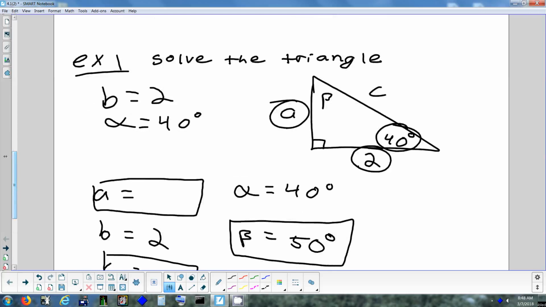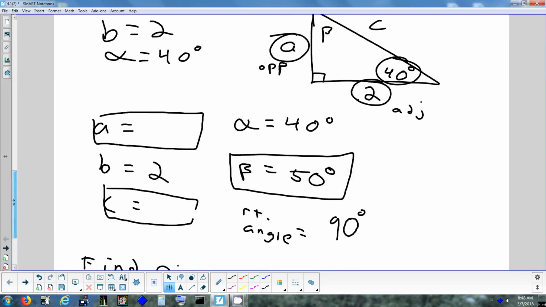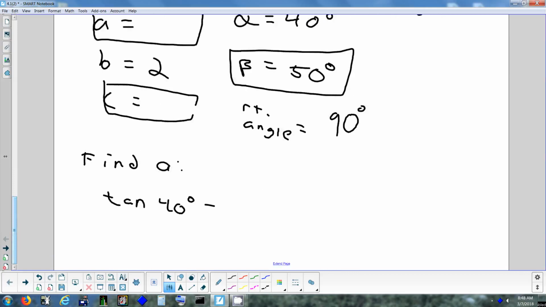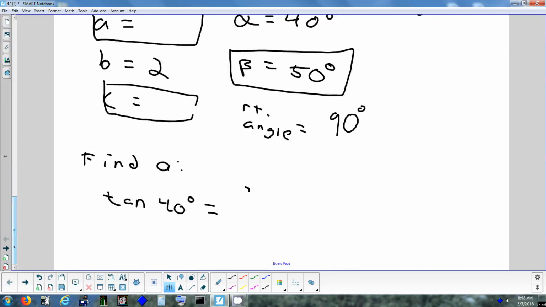Brady, what's the side that we've labeled? That's opposite. What about the side that we've labeled 2? Adjacent. Now, out of sine, cosine, and tangent, there's only one of them that has opposite and adjacent in it. Tangent. So now we can set up our equation. The tangent of your angle, always plug in your angle, tangent of 40 equals, tangent is opposite over adjacent. Opposite is A, adjacent is 2. Now we just have 1 step left to get A by itself.